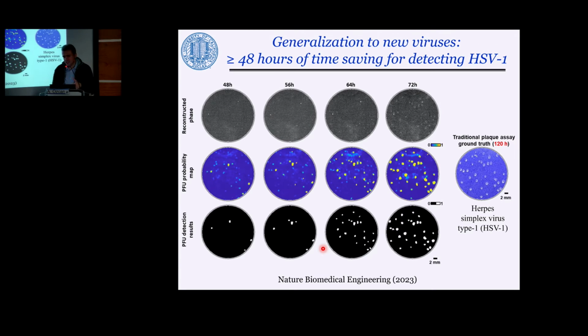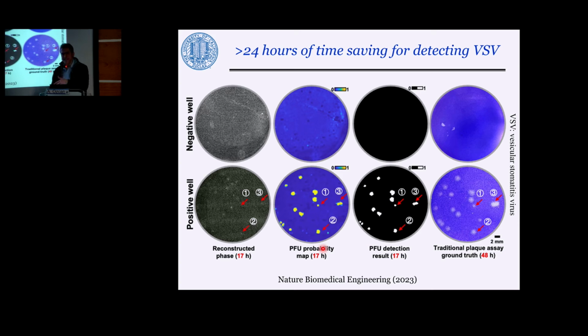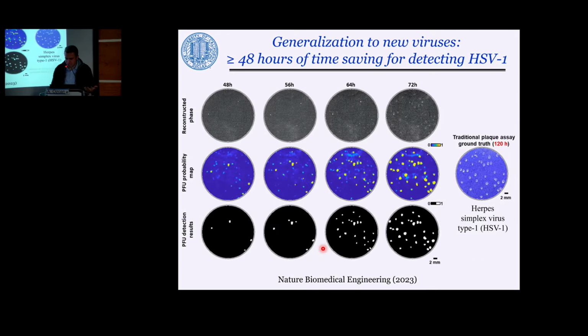In fact, this is not just overfitting to one type of virus, not just VSV, vesicular stomatitis virus. You can actually try this with different types of viruses. This is herpes simplex virus, type 1, HSV1. This one has 120 hours. It's a slow virus. It replicates slowly to kill cells. That's why the ground truth takes literally 120 hours. And this is after staining what a microbiologist would count.